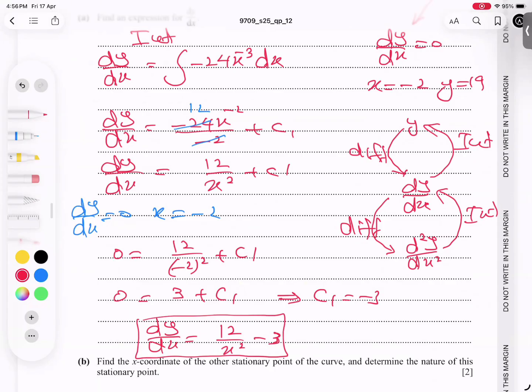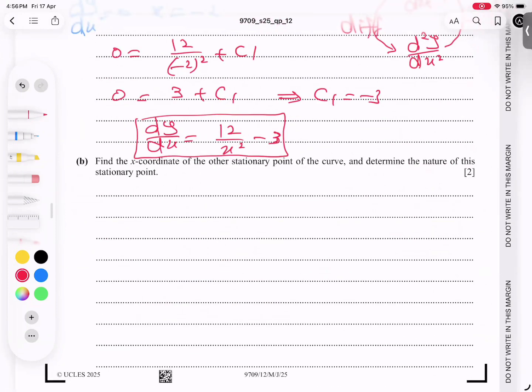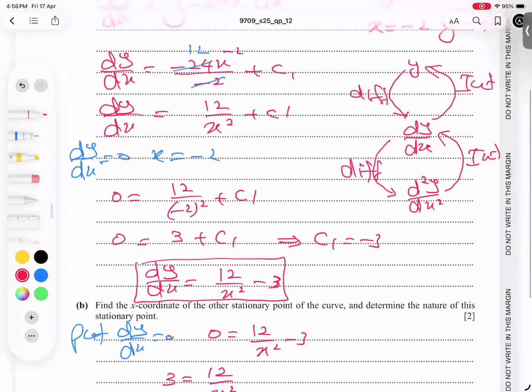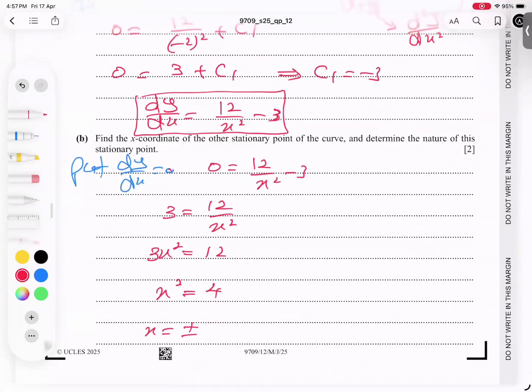Now, students, what is the next plan? He's asking for the x coordinate of the other stationary point of the curve and to determine its nature. So again I will put the derivative equal to 0. So put dy over dx equal to 0. When I put 0, students, what happens? 12 over x squared minus 3. The 3 comes to this side, 12 over x squared. Cross multiply, 3 divide, got 4. Take the root, I got plus and minus 2, not 4, 2. So plus and minus 2.